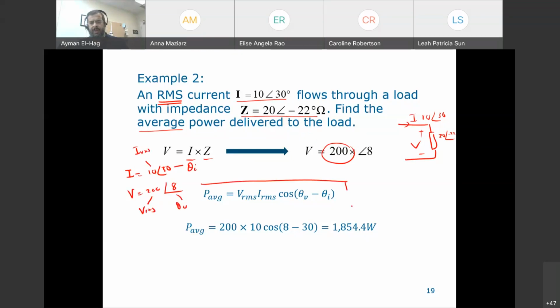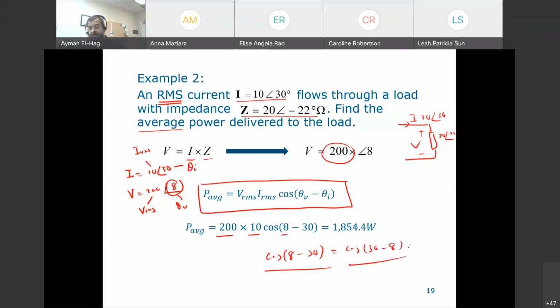Now we are ready to apply this formula directly. The average power is V RMS I RMS, which is 200 times 10 cosine of theta V minus theta I. Theta V is equal to 8. Theta I is equal to 30. So 8 minus 30. Now you will see one interesting thing. For the cosine function, cosine of 8 minus 30 is equal to cosine of 30 minus 8.